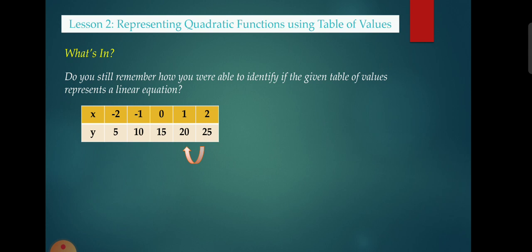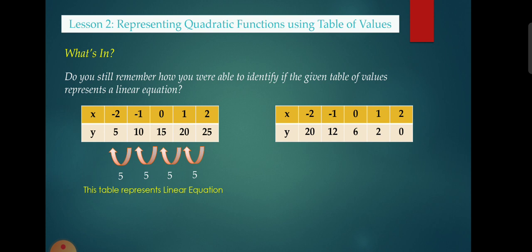The arrow means that 25 minus 20. How much is that? That is 5. 20 minus 15 is 5. 15 minus 10 is also 5. And lastly, 10 minus 5 is 5. So they have the same difference of y. Okay, there is a constant difference. So the table represents a linear equation or linear function.